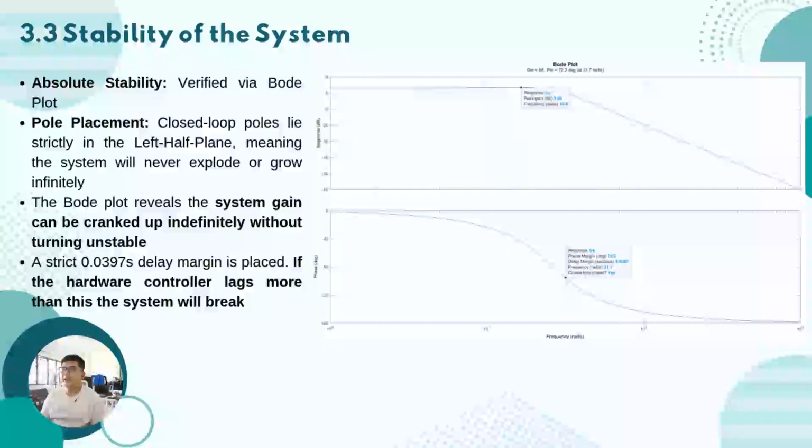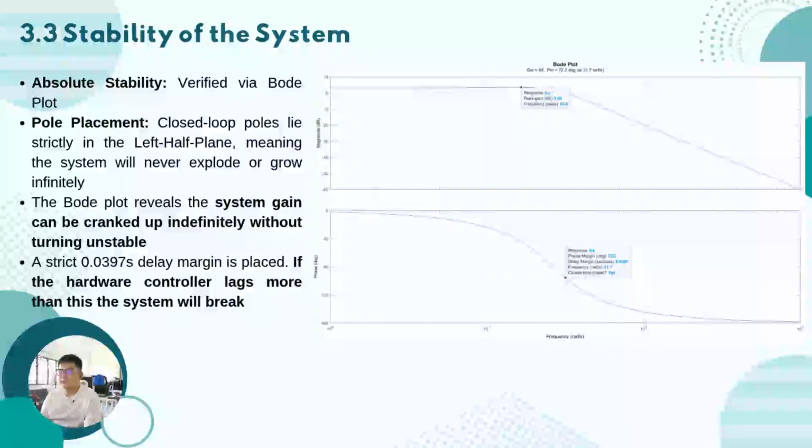Moving to slide 3.3, let's discuss the stability of the system. Our first critical takeaway is that the system exhibits absolute stability, which we have rigorously verified using the Bode plot. Looking at the pole placement, our analysis shows that the closed loop poles lie strictly within the left half plane. This is vital because it ensures the system's output will never explode or grow infinitely. Instead, it remains bounded and predictable.